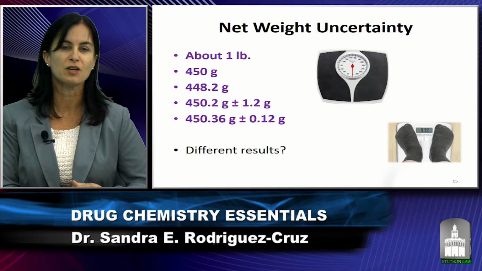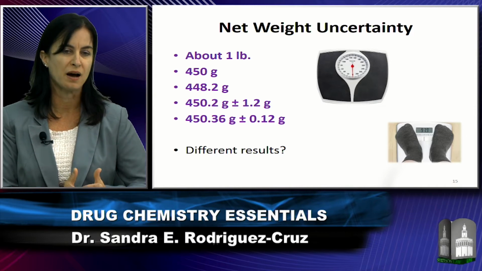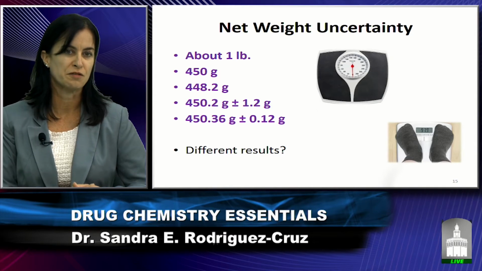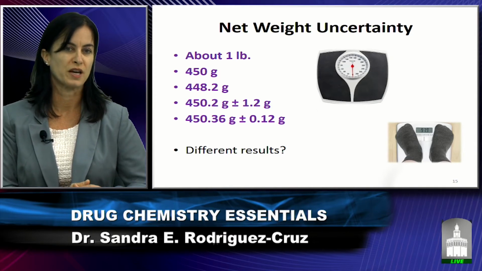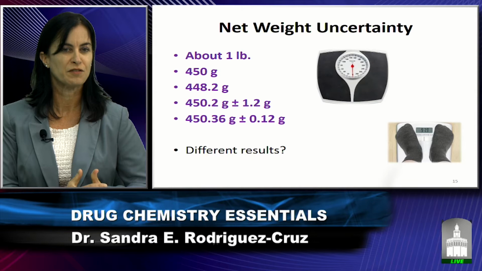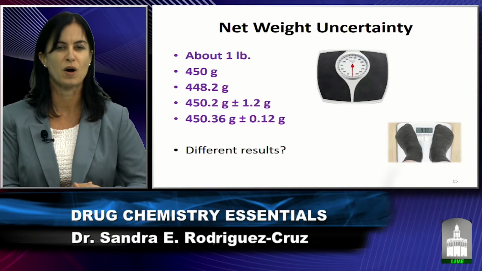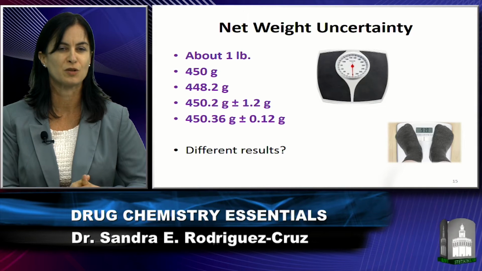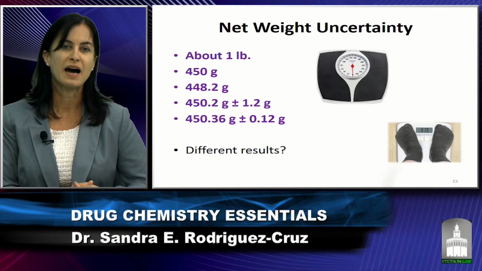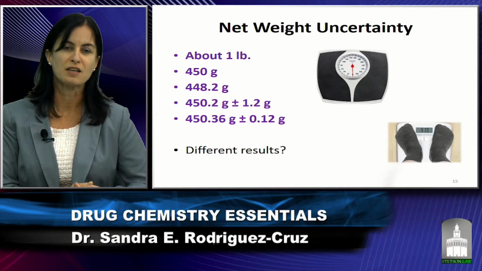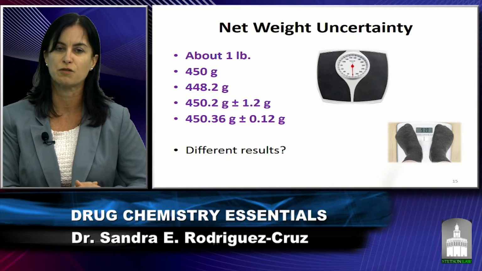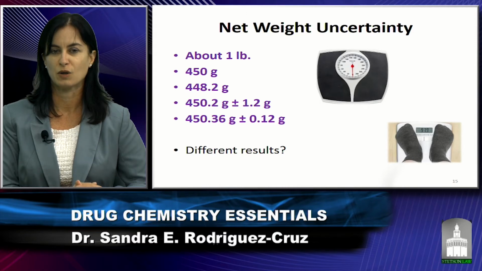If I tell you that the evidence weighed about a pound, or I tell you the evidence was 450 grams, 448.2 grams, 450.2 plus or minus 1.2, or 450.36 grams plus or minus 0.12, I am in fact providing you similar information, just to different degrees of quality on that result.